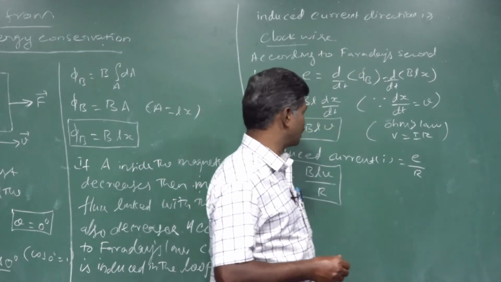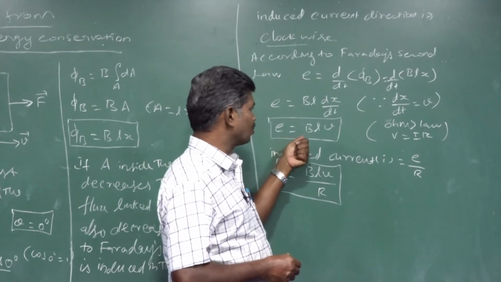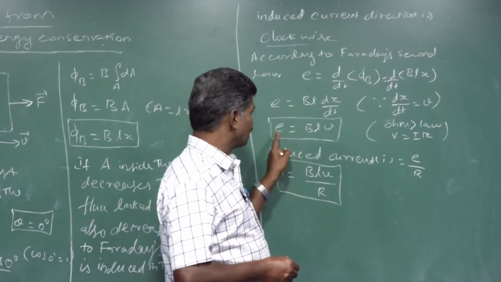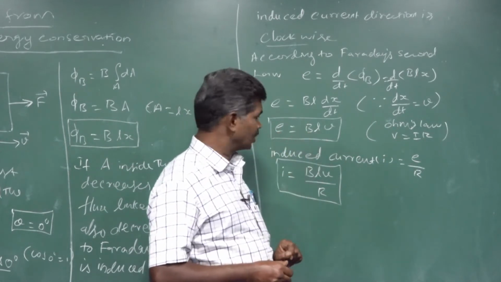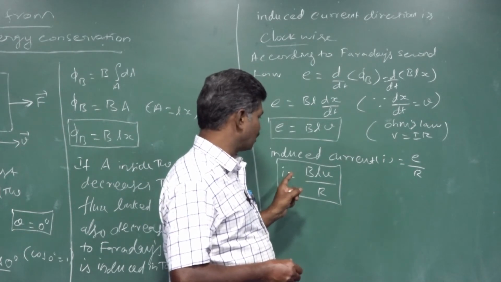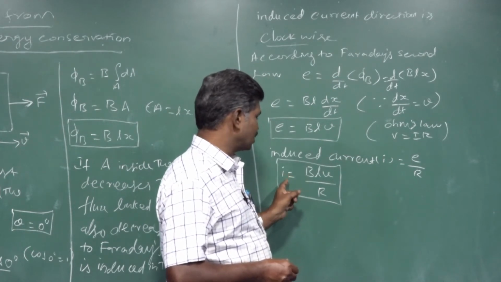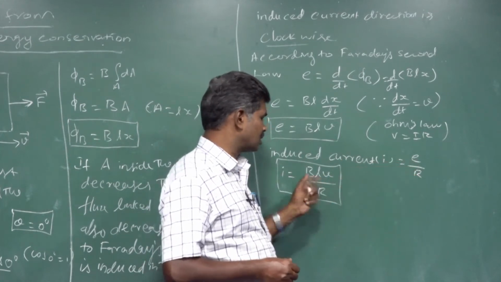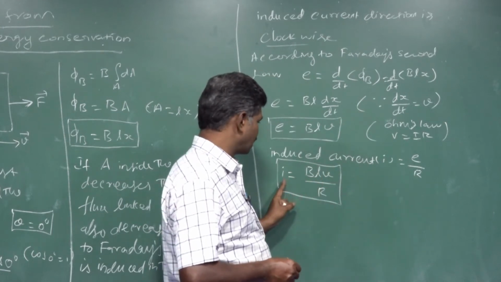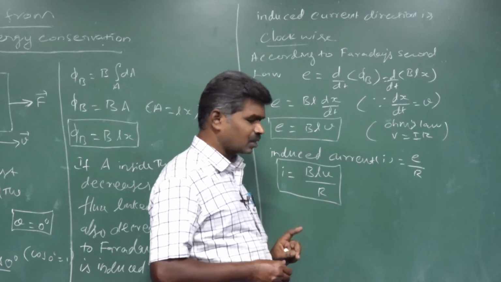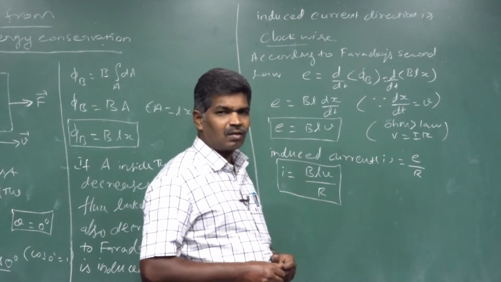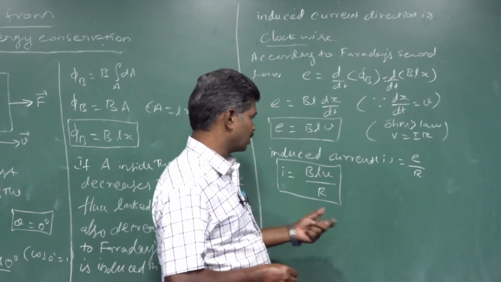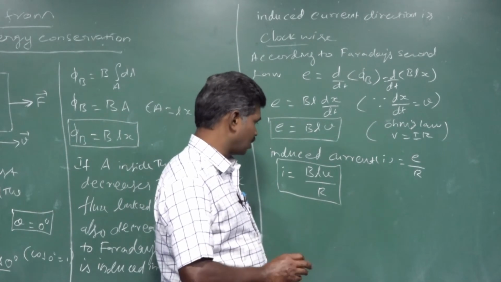That induced EMF at the time of moving, E is equal to BLV, because of that change in area. And there we have that induced current, I is equal to E by R, where R is nothing but the resistance of that loop. Anyhow, we substituted the current, and we get the direction of the current is clockwise, based on Lenz's law. Based on Faraday's laws, the induced EMF and the current are calculated.